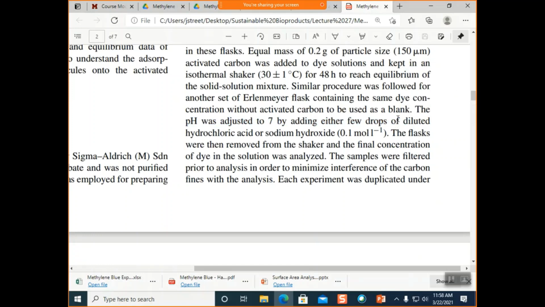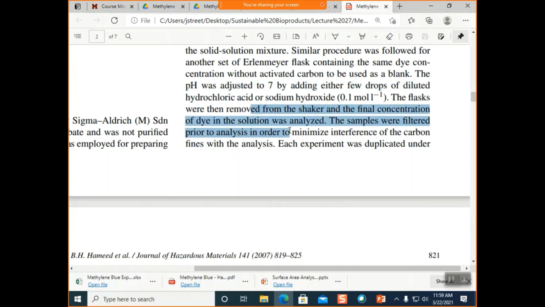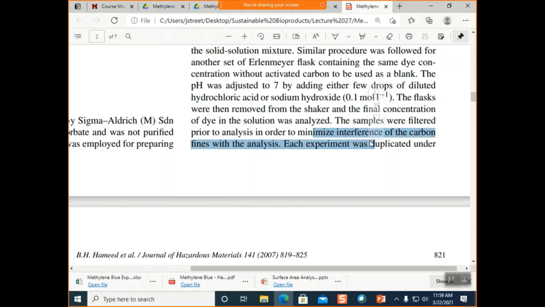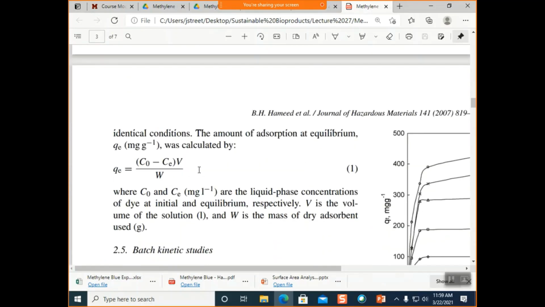what's the word I'm looking for? Well, where they can compare the blank to what was going on there. And the calibration, there we go, calibration. Their calibration. All right, and then the pH was adjusted to 7. The flasks were then removed, and the samples were filtered.